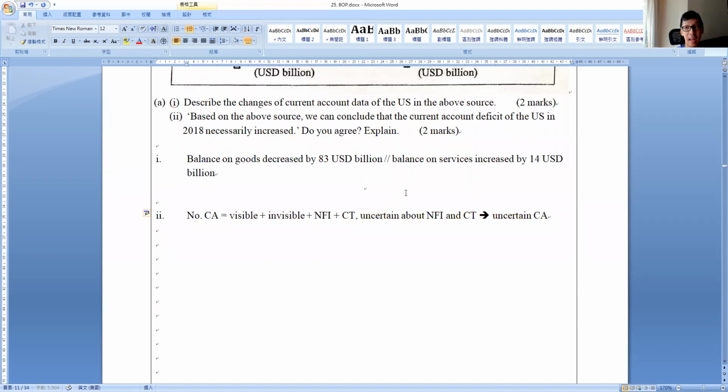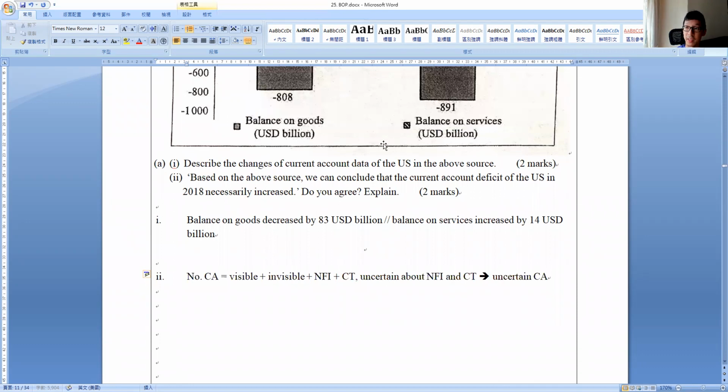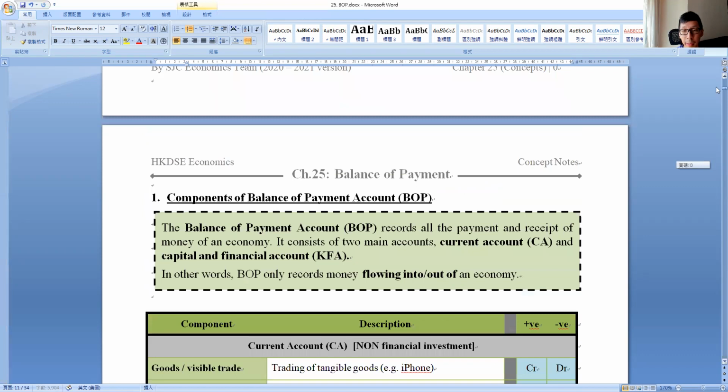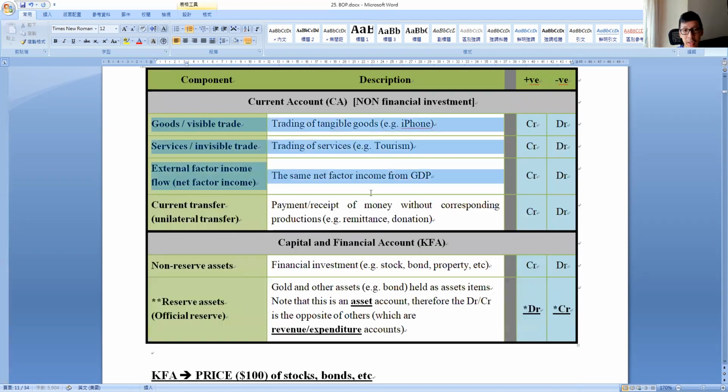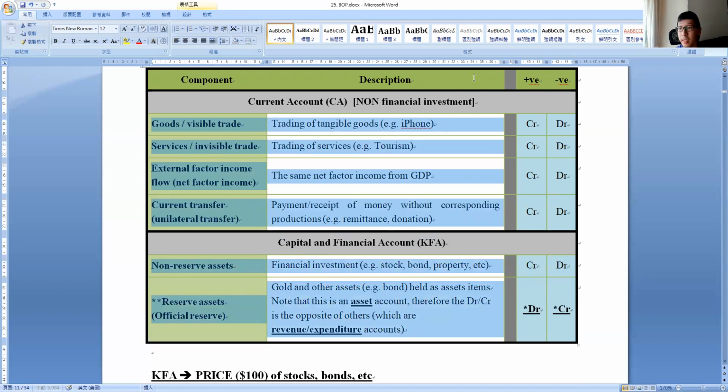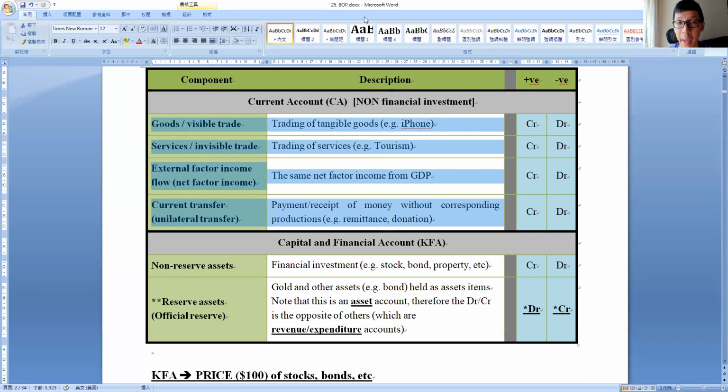Okay? Now, not exactly a difficult question. So you see, we spent a very long time talking about the components of BOP. Really, seriously, spend a lot of time to familiarize yourself with all these components. They will really ask, especially the current account. Okay, so we are going to see each other again in our next video when we talk about the mathematics behind balance of payment, the calculation.